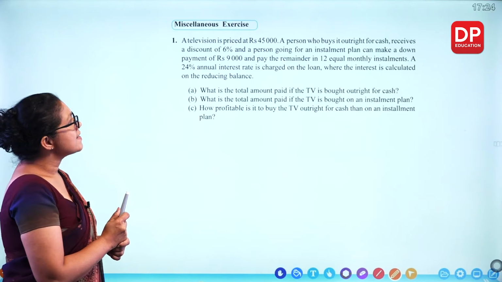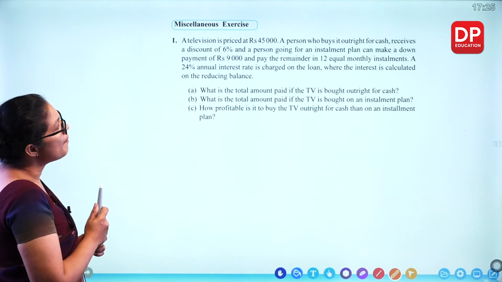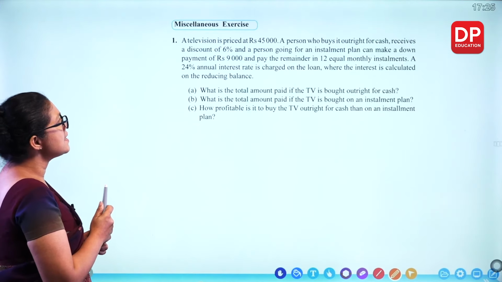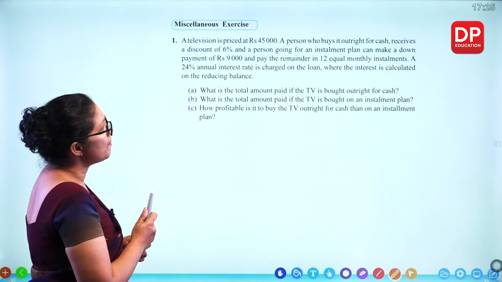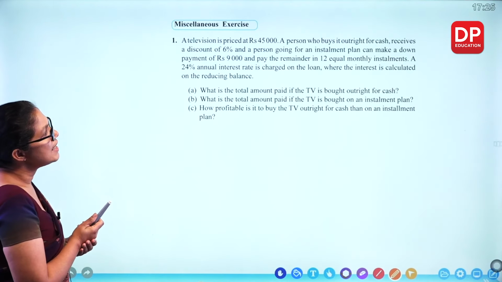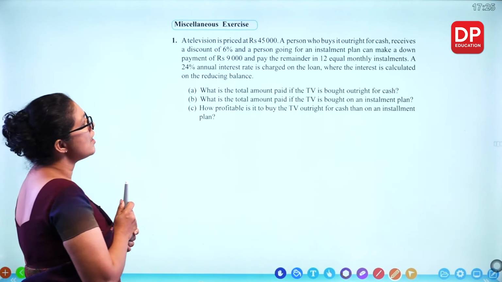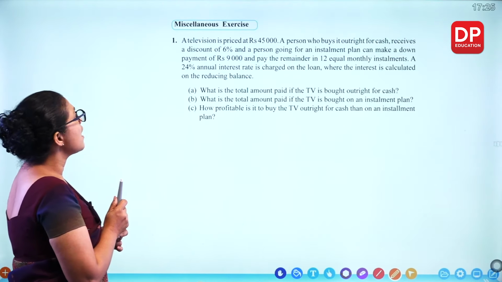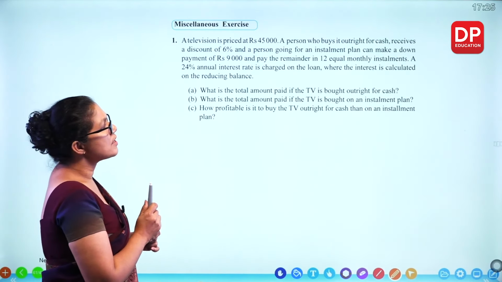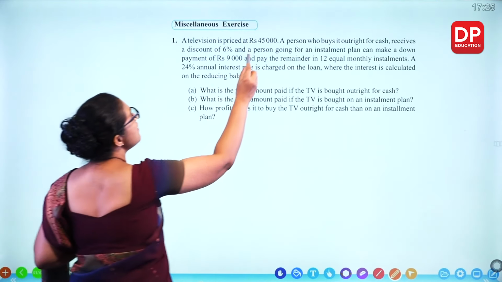Now the miscellaneous exercise, question number 1. A television is priced at 45,000. A person who buys it outright for cash receives a discount of 6%, and a person going for an installment plan can make a down payment of 9,000 and pay the remainder in 12 equal monthly installments. A 24% annual interest rate is charged on the loan, where the interest is calculated on reducing balance. What is the total amount paid if the TV is bought outright for cash?